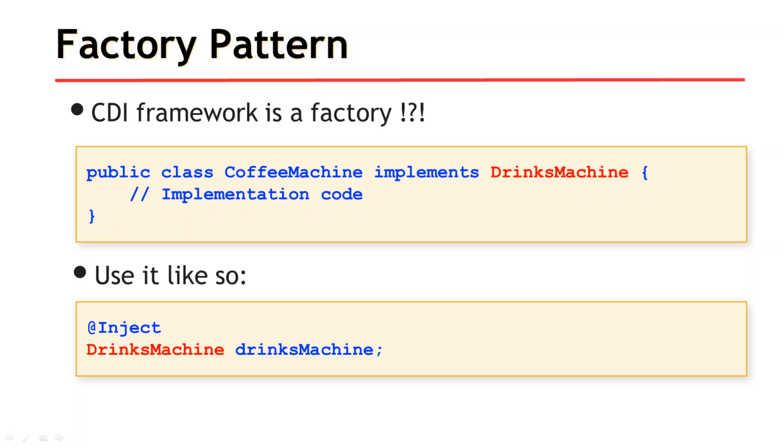The CDI framework itself is an implementation of the factory pattern. The container creates the qualifying objects during application startup and injects them into an injection point that matches the injection criteria. The client does not need to know anything about the concrete implementation of the object, nor is even the name of the concrete class known to the client. So here the container creates an instance of the coffee machine concrete class. It is selected based on the interface drinks machine and injected wherever the container finds a qualifying injection point. This is the simplest way to use the CDI implementation of the factory pattern. However, it's not the most flexible.